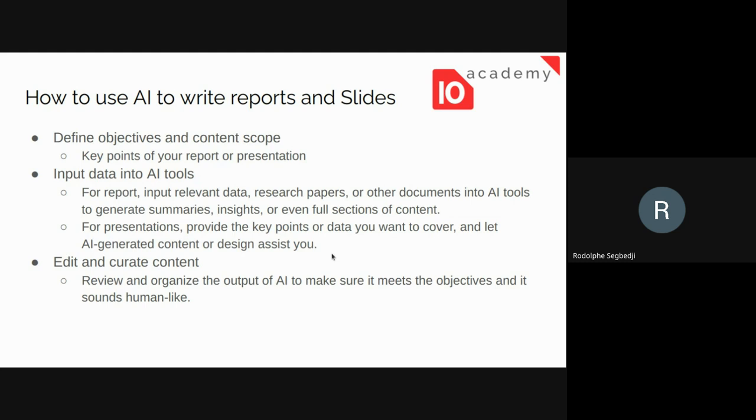After that, maybe it is research. You are a PhD student and you want to do a report for your paper, or for your research. Basically, you need to provide some research papers you have already found interesting that are related to your topic and send them to the AI so that the AI can make a summary. And maybe even if you want full content, you ask the AI to do that for you. Now, when it comes to the presentation, to create some slides, you also provide some key points or data that you want to cover and let the AI assist us.